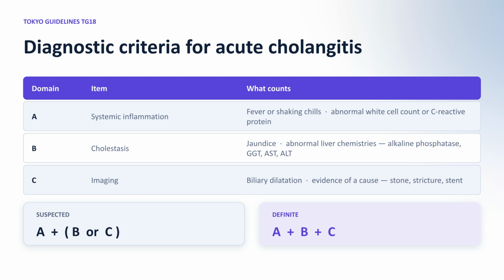The 2018 criteria use 3 domains. A is systemic inflammation: fever or shaking chills, or an abnormal white count or C-reactive protein. B is cholestasis: jaundice, or abnormal liver chemistries. C is imaging: biliary dilatation, or evidence of a cause such as a stone, a stricture, or a stent. Now the arithmetic. 1 item from A plus 1 item from either B or C makes a suspected diagnosis. 1 item from A plus 1 from B plus 1 from C makes a definite diagnosis. Notice that you can diagnose this without the full triad, which is the entire point of the framework.